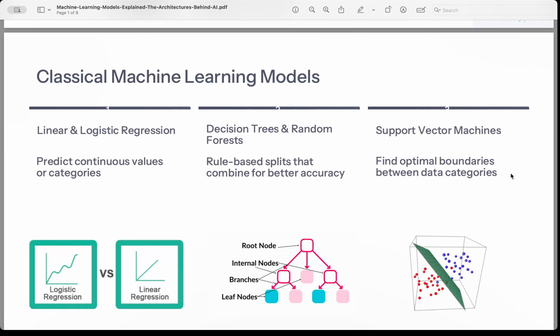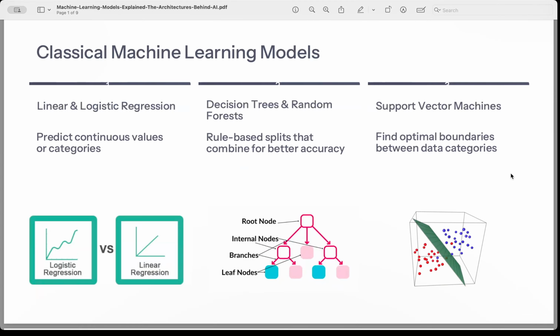So before deep learning became popular, machine learning relied on simpler but powerful algorithms, and they're still widely used today. And the three main algorithms are linear and logistic regression, decision trees and random forests, and support vector machines. So first of all, linear regression predicts continuous numbers, like, for example, house prices. And logistic regression is used when the answer is categorical, like whether an email is spam or not.